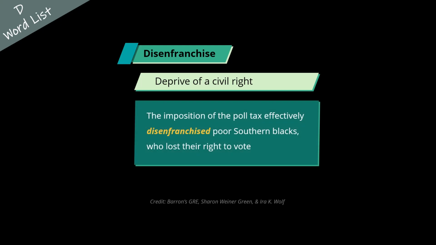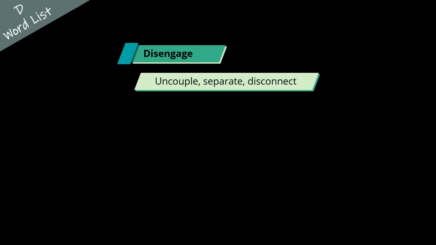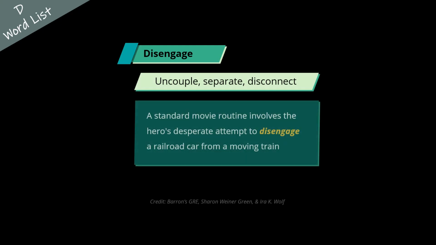Disenfranchise means deprive of a civil right. For example, the imposition of the poll tax effectively disenfranchised poor Southern blacks, who lost their right to vote. Disengage means uncouple, separate, disconnect. For example, a standard movie routine involves the hero's desperate attempt to disengage a railroad car from a moving train.